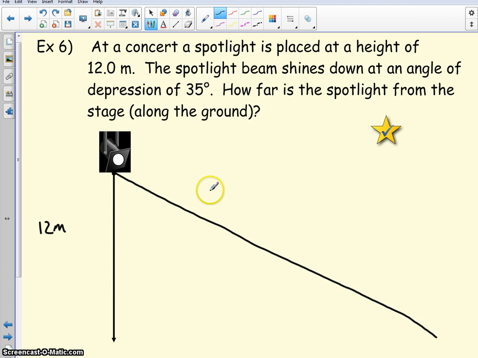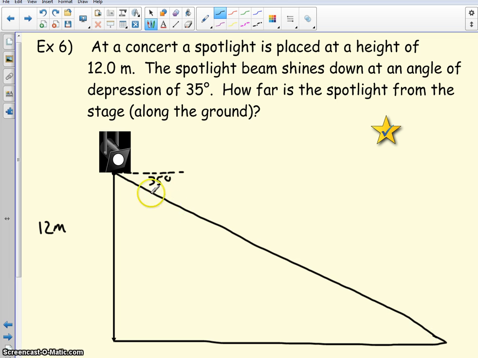Now, one thing you got to remember, angle of depression is the angle made from the horizontal. So it's not actually referring to this angle right here. It's a very common mistake to put 35 degrees here. It's actually referring to this angle right here with the horizontal. So that's the 35 degrees that it's giving you.